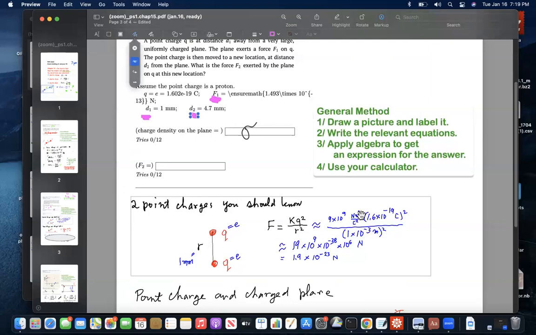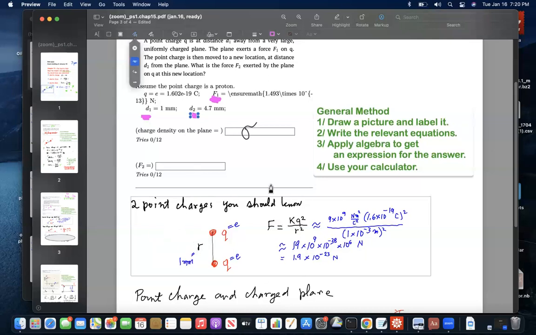Well, I have here newton meters squared per coulomb squared times coulomb squared. So the coulombs will cancel. And I have meters squared in the numerator, and meters squared in the denominator, so meters squared will cancel. The only unit I have left is newtons. So the unit will be newtons, which is appropriate because this is a force. And the number will be 1.9 times 10 to the minus 38 plus 6, so 1.9 times 10 to the minus 23 newtons.